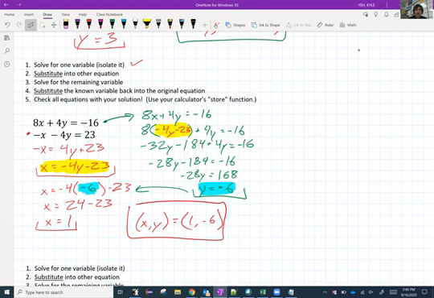So with that, we'll go ahead and end this video, and next time we'll be talking about the elimination method, which is another great way to solve systems of equations algebraically.